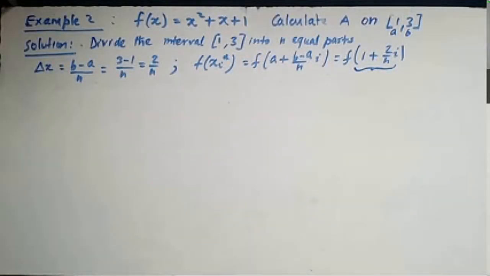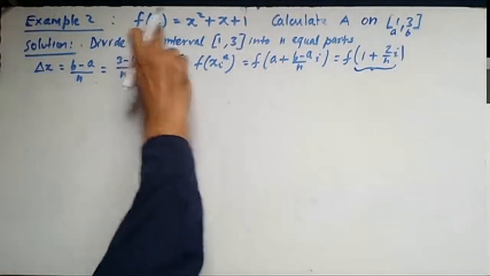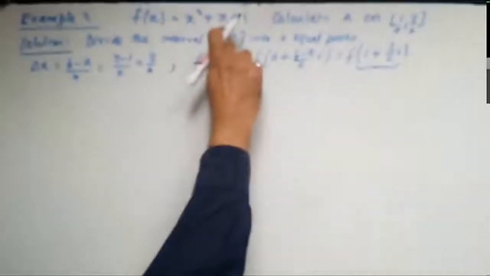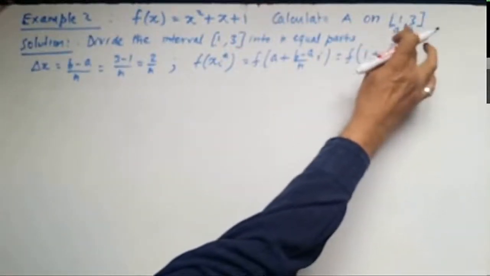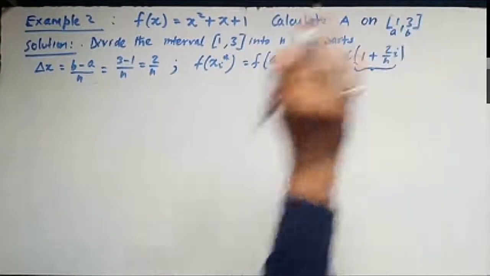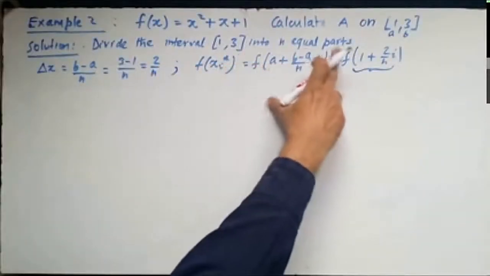So let's take another example where f(x) is equal to x squared plus x plus 1. Calculate the area A on the interval 1 and 3. Here, as we see, a is 1 and b is 3. So, as usual, we will divide the interval 1 to 3 into n equal parts.